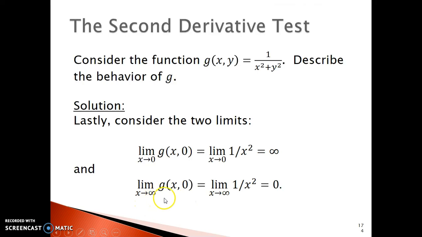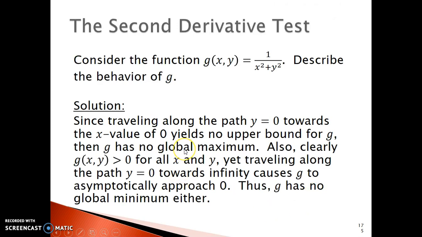And then if I look at the limit as x approaches infinity along this same path y equals 0, so I'm still in the same path, I get that the limit is 0. So as x increases without bound, the function gets closer and closer to 0. As x approaches 0, the function gets closer and closer to infinity. So collectively, these two items mean that there is no global maximum and that the function is itself always greater than 0, so in a way it asymptotically approaches 0, and so it also has no global minimum. So now I'd like to show you a picture of the graph of this function.